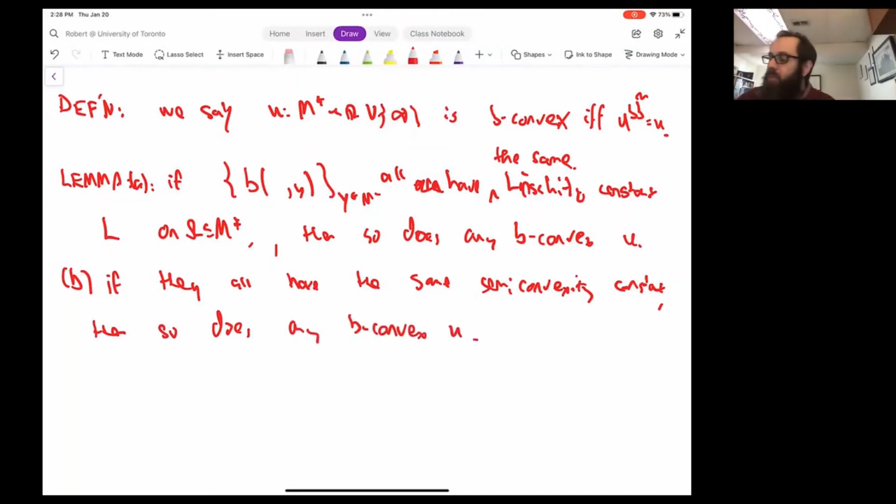Right, and I guess I don't really mean that. I don't really mean that they all have to have the same Lipschitz constant. I want to say that their Lipschitz constants are uniformly bounded. I.e., so what do I mean? I mean the Lipschitz constant of B of whatever Y is less than L for all Y. Is it clear what I mean?